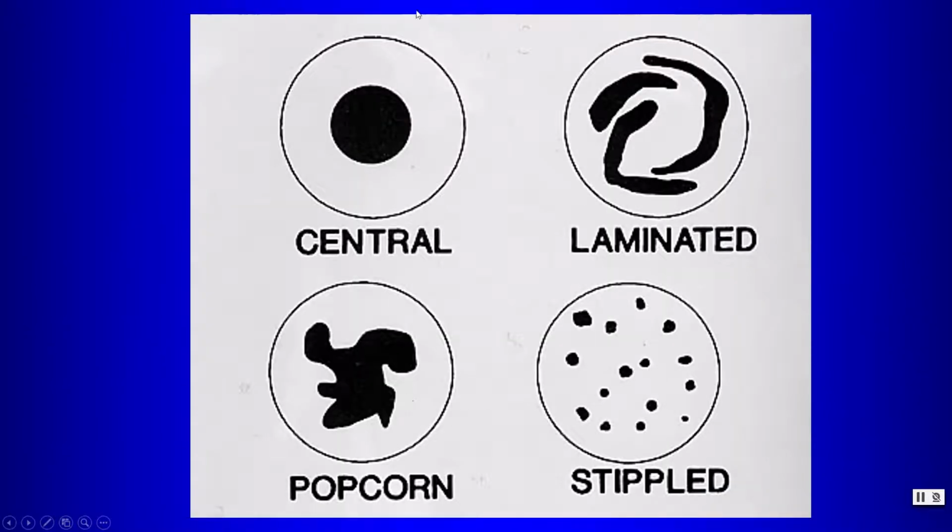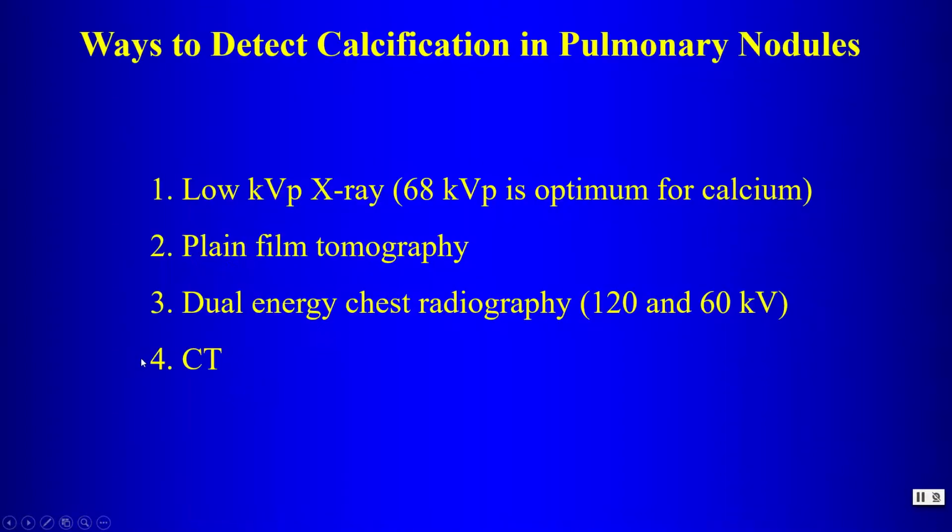So in terms of calcification, central calcification is benign, popcorn calcification is benign, laminated calcification also benign, so this can be associated with histoplasmoma, granuloma here, and popcorn associated with hamartomas. Stippled calcification, however, this is not a definitely benign type of calcification. That can be associated with malignancy.